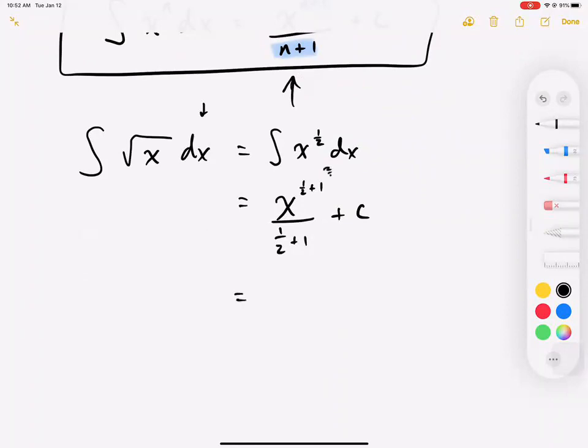This is 3 over 2 as a fraction. So x to the 3 over 2 over 3 over 2 plus c. Rewriting this, we don't like dividing fractions, we multiply by the reciprocal: 2 over 3 x to the 3 over 2 plus c.